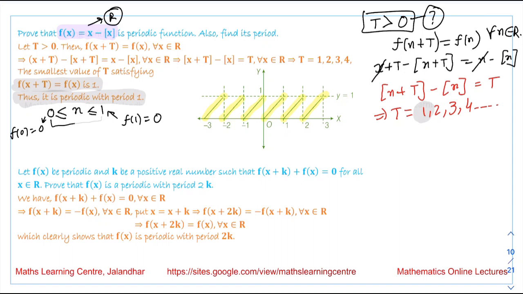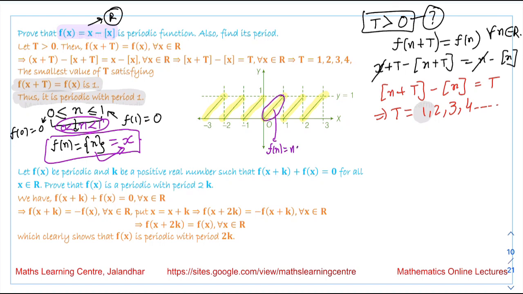When we are talking about the values between 0 and 1, the value of this function is equal to the fractional part of x. And when x lies between 0 and 1, this is equal to x, because it is already a fraction. So this is the graph of the function f(x) equal to x between the region 0 less than x less than 1. When x is equal to 0, it is 0. When x is equal to 1, it is 1.